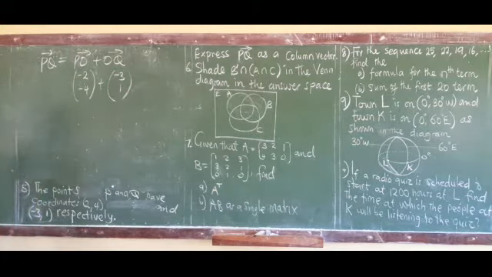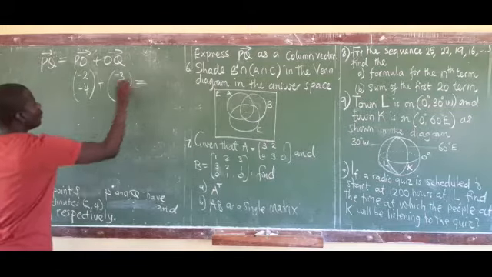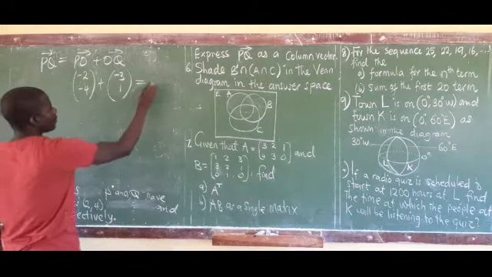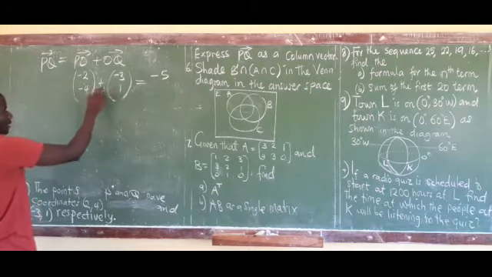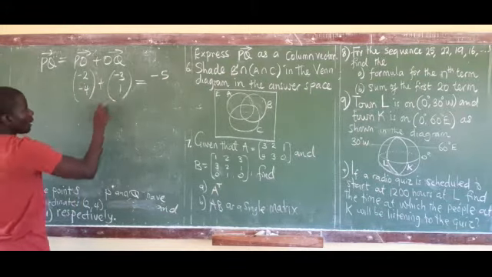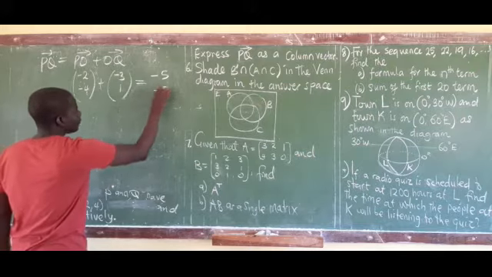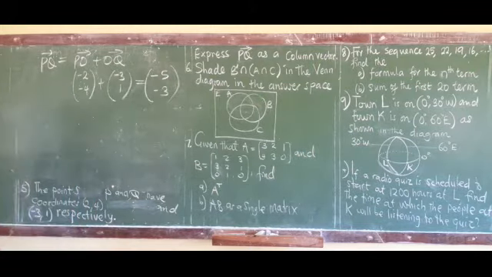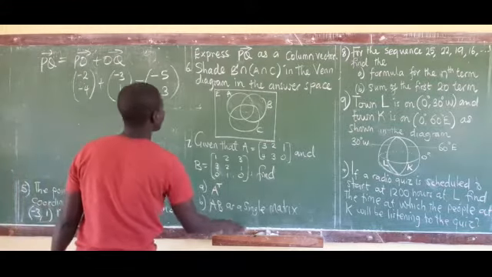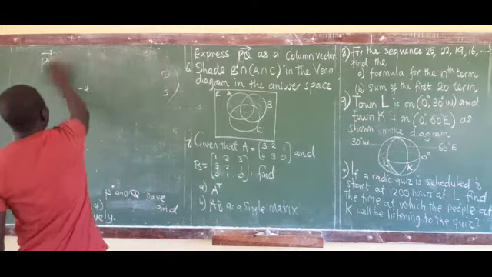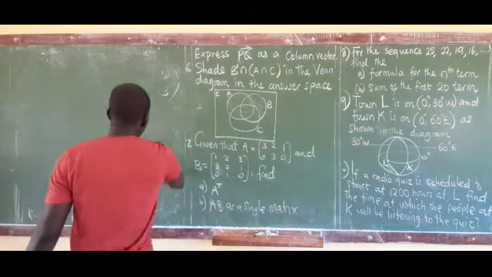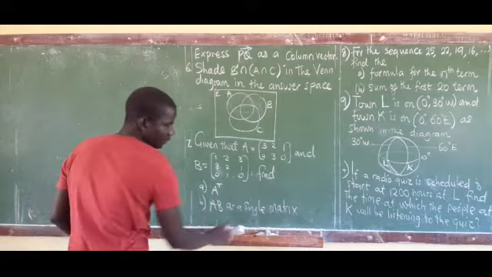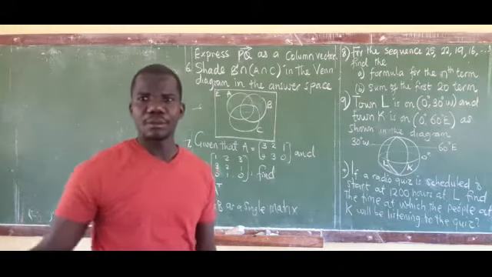So then we simplify this. This is going to give us negative 5. Then this one, when you add this, what do we get? Negative 3 plus 1. We are going to get negative 3. So we move on to the next question.